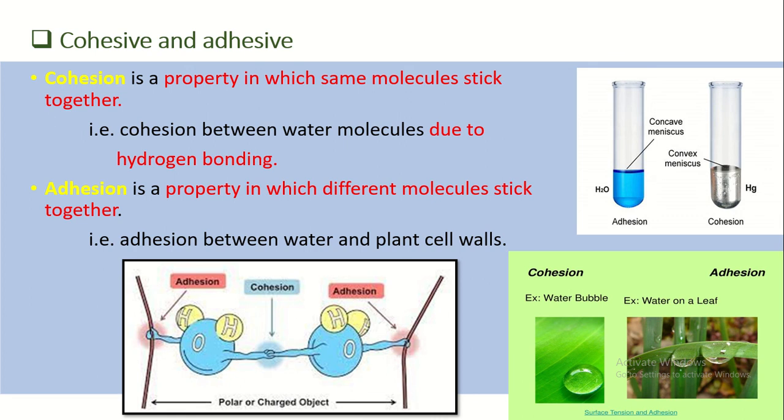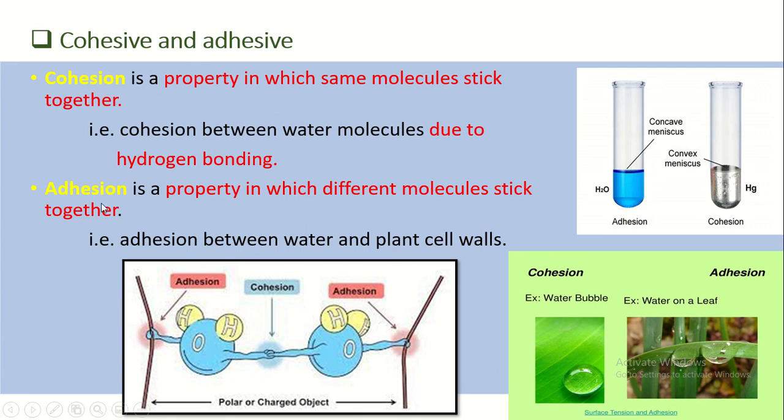Now let's look into the first property of water, in which water has cohesive behavior and also adhesive behavior. What does it mean by cohesive and also adhesive? So cohesion refers to a property in which the same molecules stick together, or what we call bonding between the same type of molecules. For example, the cohesion between water molecules, between one water molecule and another water molecule, is due to hydrogen bonding.